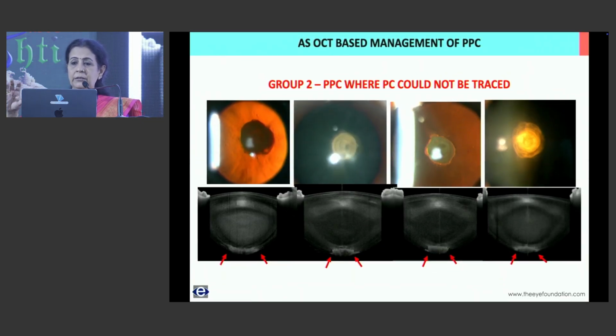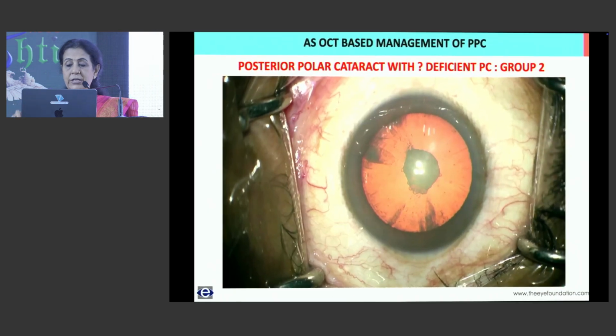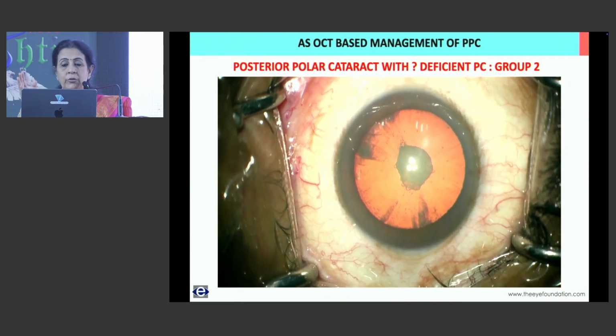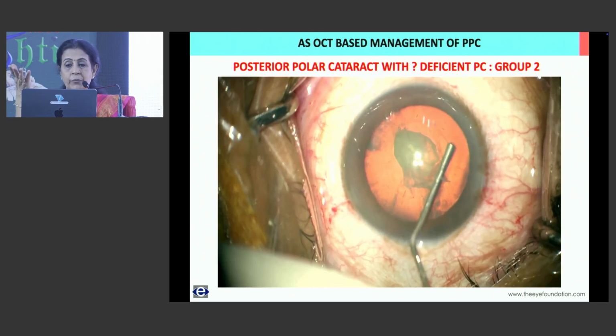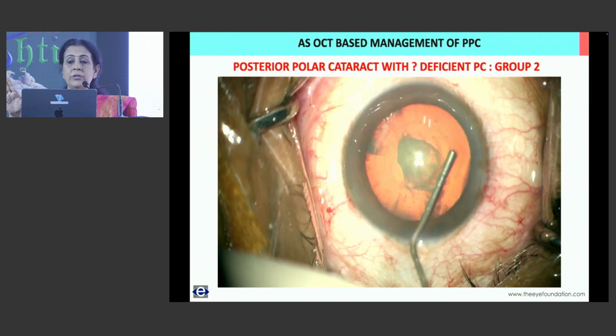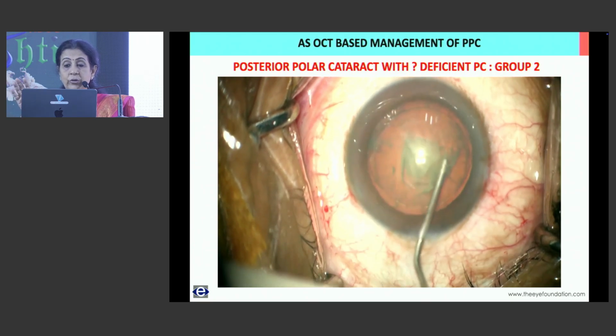Now these are the group 2, where the posterior capsule you can't trace. Look at the ASOCT. You're not able to trace it. So then how would I do my surgery? Now, herein again, I would make a small rhexis. Because here, I will not do a hydrodissection. I would only do a hydrodelineation.